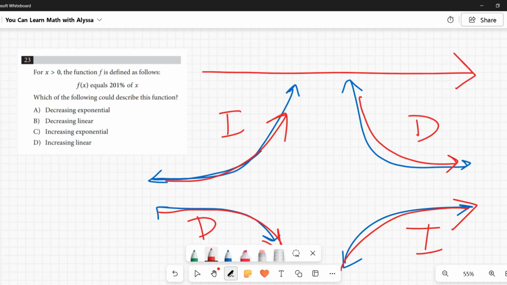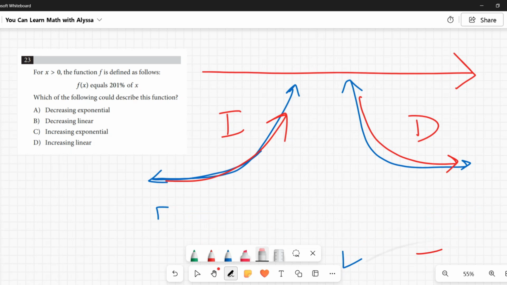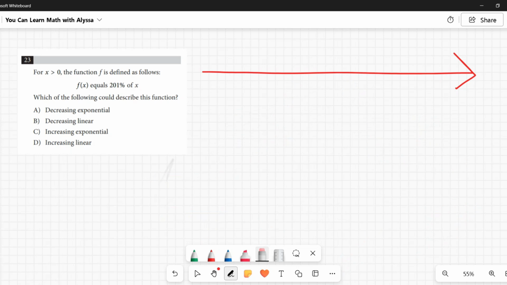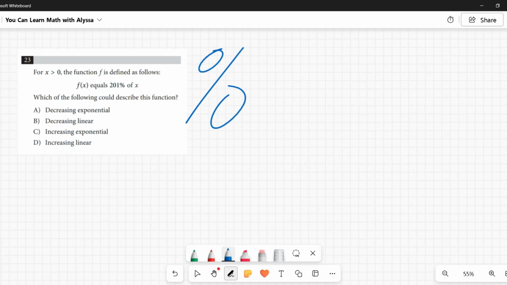That's increasing. That's how you tell them apart. You look at the graph.